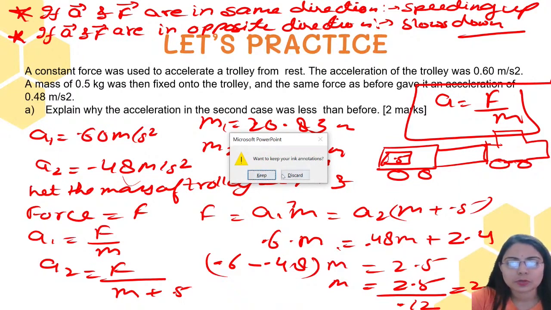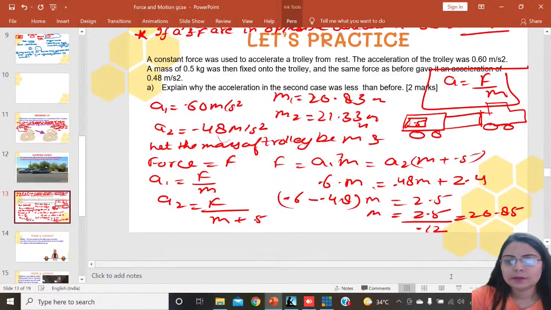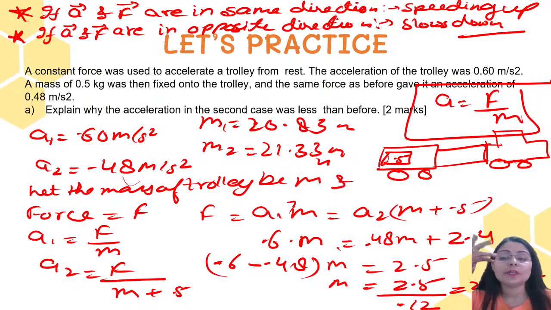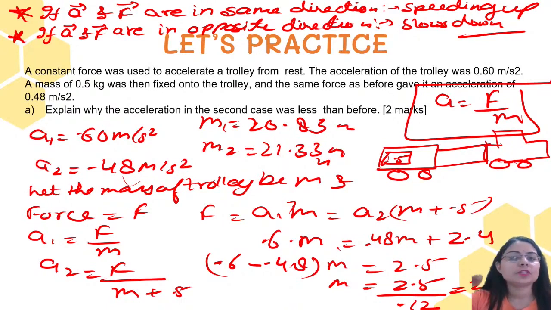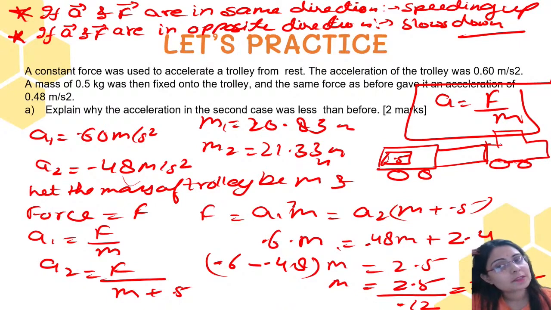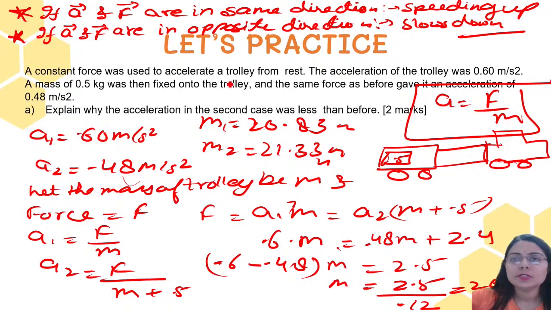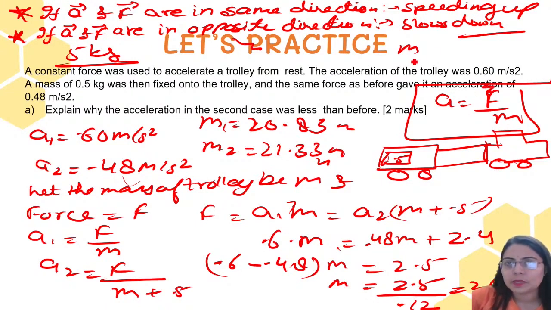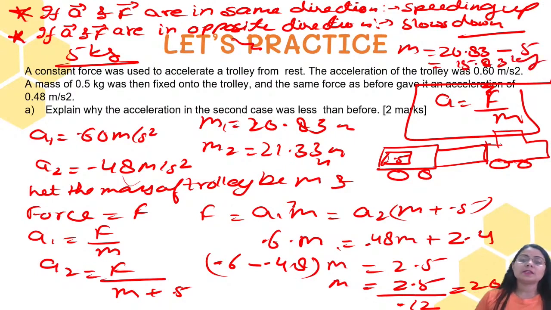Yes, one more thing I need to tell you. If you get a question that this trolley suddenly breaks and its upper part has fallen down, what will be the effect on the trolley now? You will ask, ma'am, how much mass has been lost from that trolley? Suppose a mass of 0.5 kg has been lost. So the new mass will be the original mass minus the lost mass.